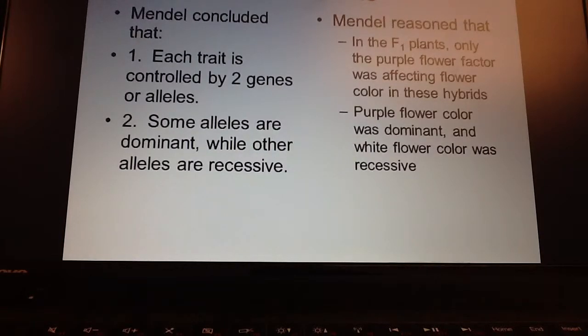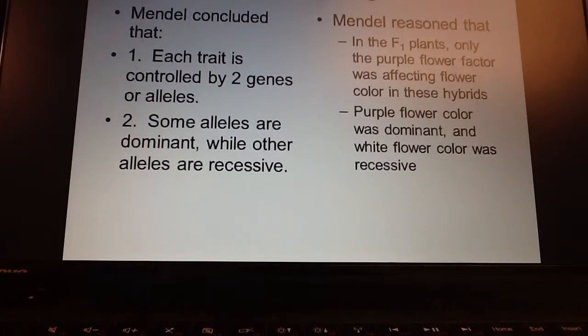And so here's what he concluded based on these results: if the only color that showed up in the F1 plants was purple, then he knew that the purple had to be dominant. It had to be the one that shows up the most. However, there was still that white flower color. We just couldn't see it in the F1 generation. But in the F2 generation, we could see the white flower in 25% of the cases. And so we're going to say that that trait is recessive.